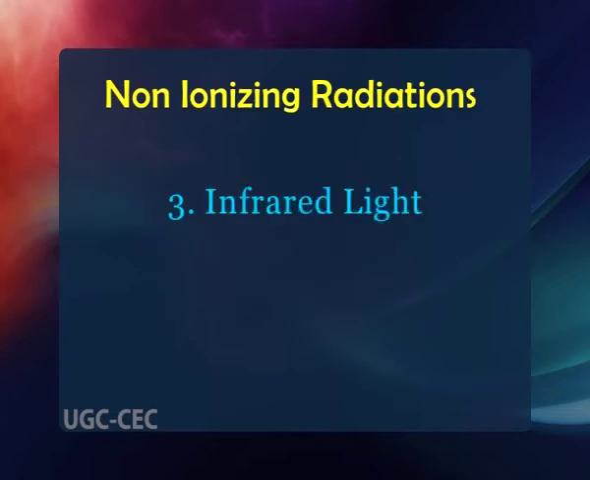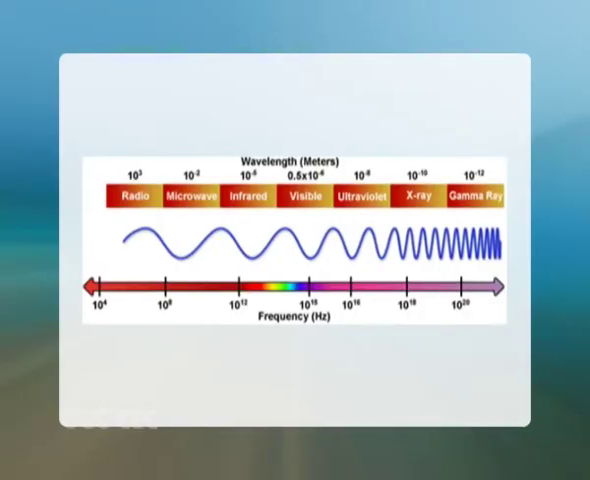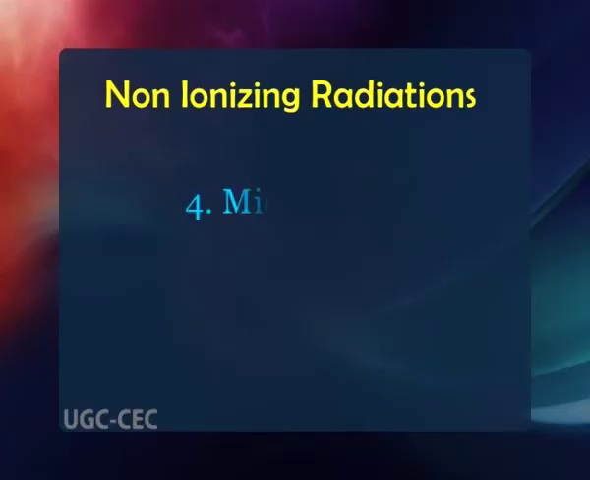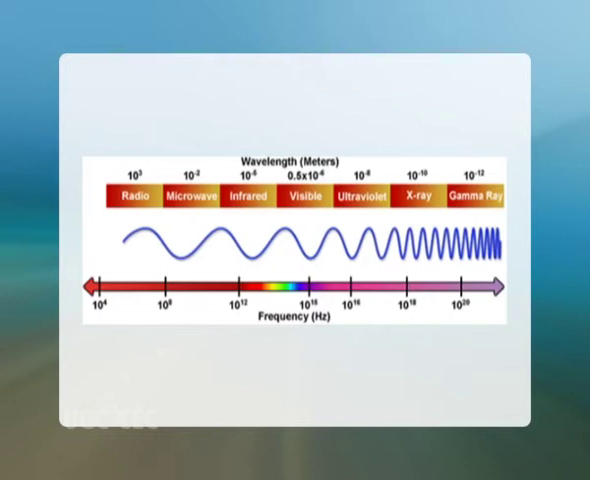Now, infrared light. Infrared light is electromagnetic radiation with wavelength longer than that of visible light, but shorter than that of microwaves. Now, microwaves. Microwaves are electromagnetic waves with wavelength ranging from as short as 1 millimeter to as long as 1 meter, which equates to the frequency range of 300 MHz to 300 GHz.